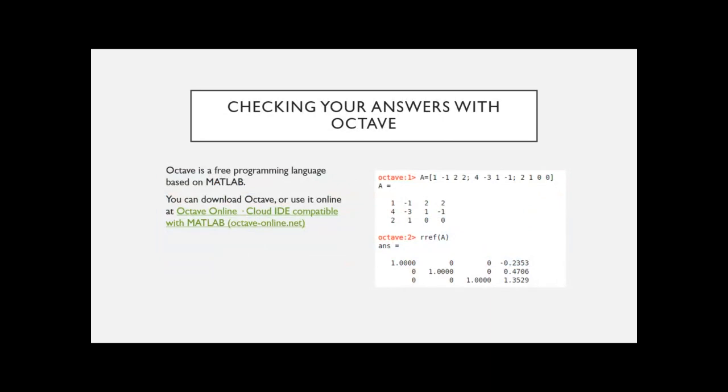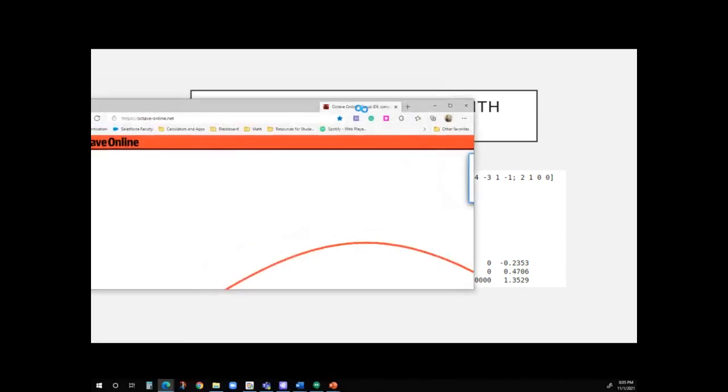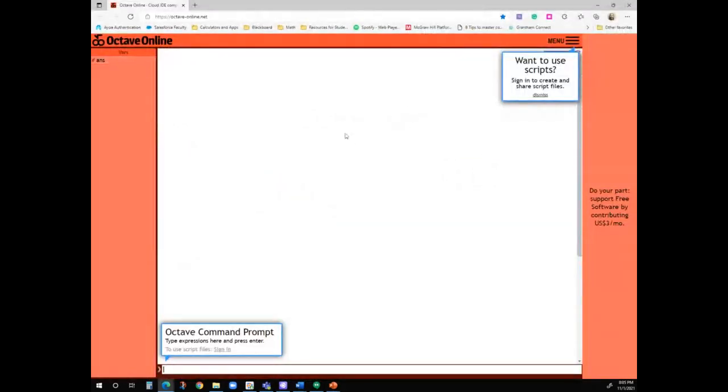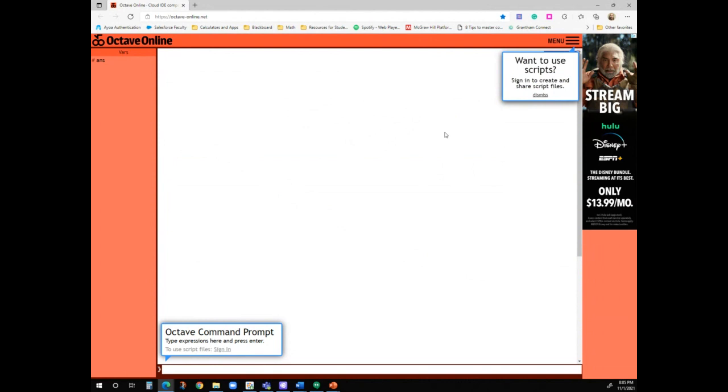So the one thing that's going to be really key is being able to check your work because, as I discovered, I can make math errors. So there is this website, Octave Online. I'm going to open it up and show you how to use it. It does a lot of math stuff, but you do have to know the programming language it uses, which is based off of MATLAB, but it's pretty easy to learn for matrices.